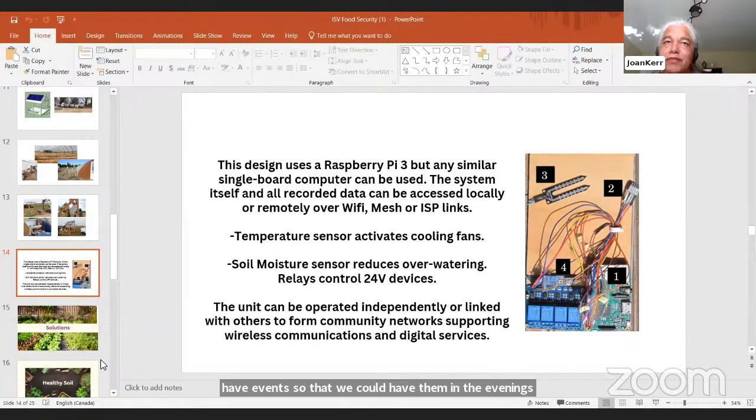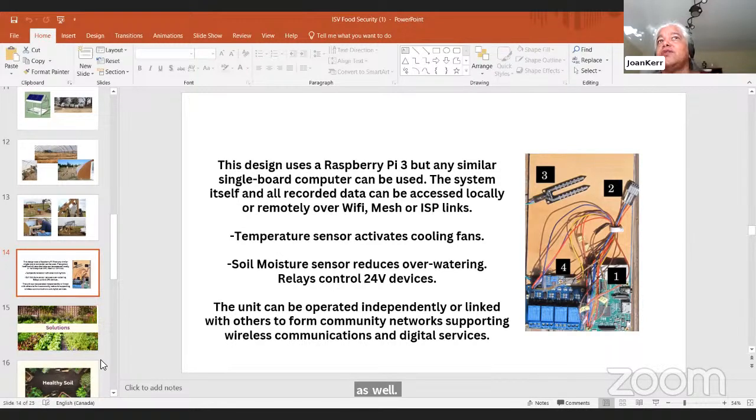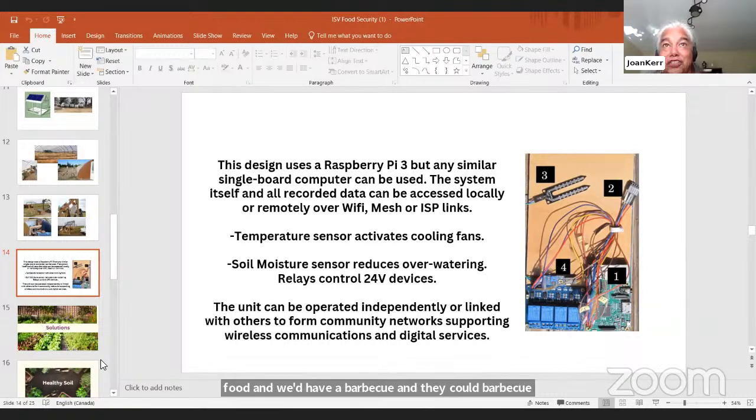And so our events were really designed to hear what people wanted to learn, because the gardens were set up as demonstration. The 3+ that we had were demonstration gardens, but people could go in when we had events. They could go and pick food, and we'd have a barbecue. They could barbecue the food, and it was literally 5 minutes fresh, and they loved that.